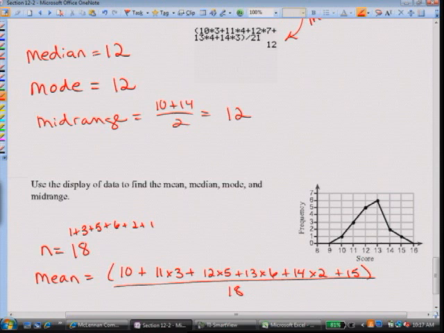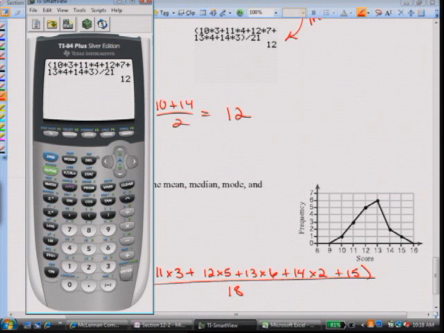So if you wanted to use the little website, you'd have to enter 10, 11, 11, 11, 12, 12 five times, and 13, and so on. You get the picture. Okay, so I do parentheses 10 plus 11 times 3 plus 12 times 5 plus 13 times 6 plus 14 times 2 plus 15. And I divide that by 18. And so I get 12.4 is my mean.